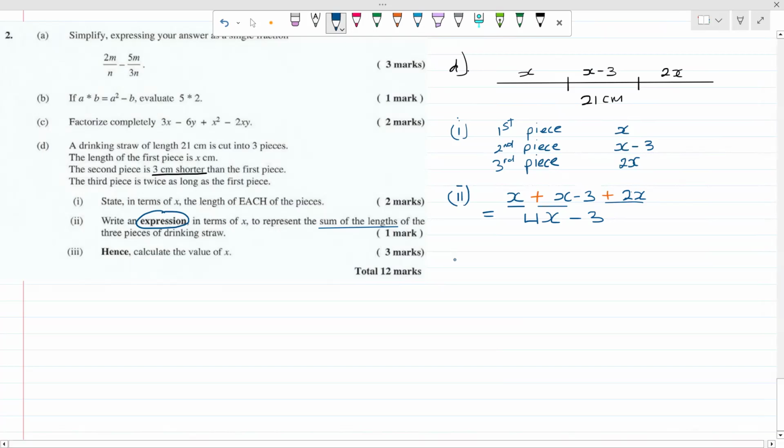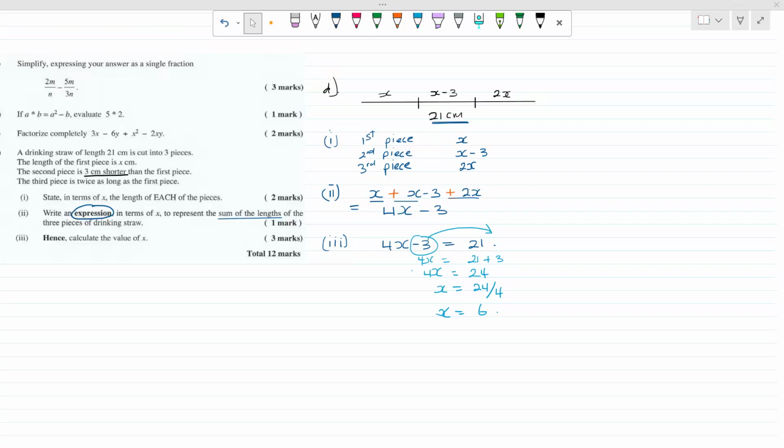Good. Now, remember from the beginning, the length of the piece of straw was 21 centimeters. So the sum of all of these pieces added together, which is 4x minus 3, is equal to 21. So we could find the value of x. Can we find the value of x? Yes, we could solve the equation for x. So copy this sum and solve for x, and then I'll do the solution. I'll write the answer. So the value of x is 6. Good. Let's look at the other question now.